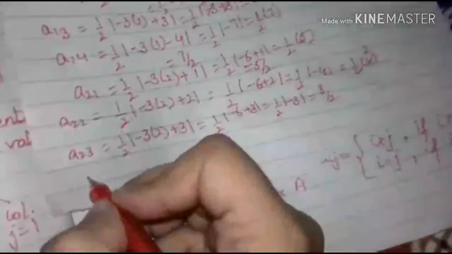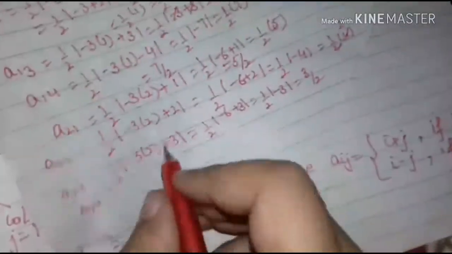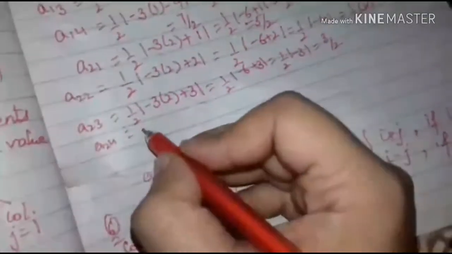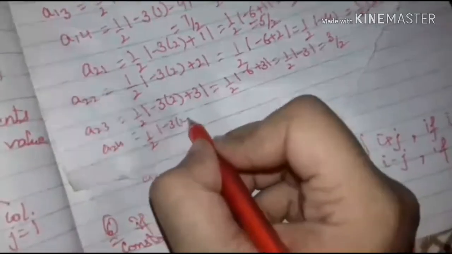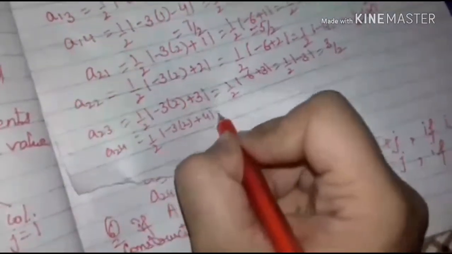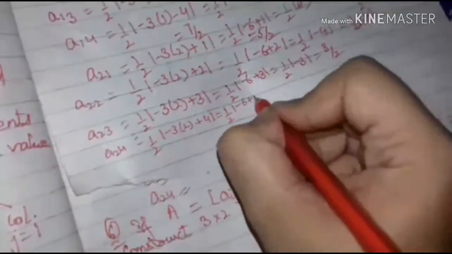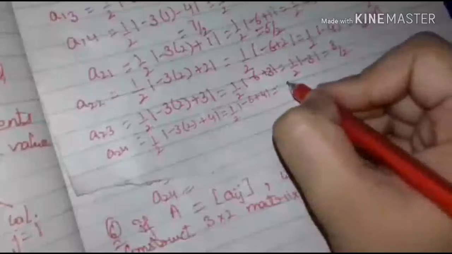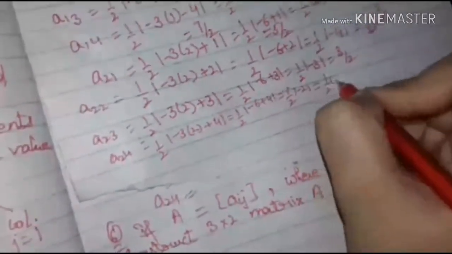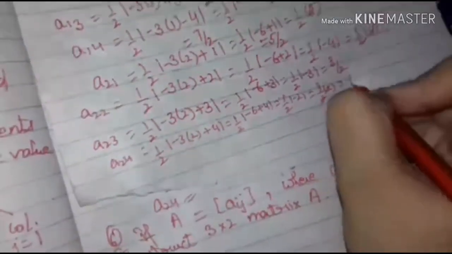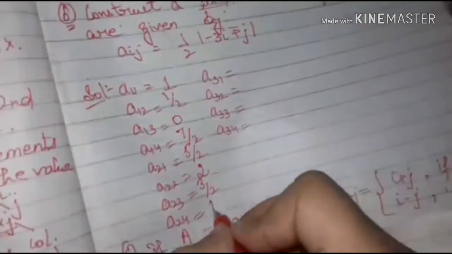Now I want to calculate A24, which will be equal to 1 by 2 mod minus 3 into 2 plus 4. 1 by 2 mod minus 6 plus 4. So it will be equal to 1 by 2 mod minus 2, which is equal to 1 by 2 into 2, and equal to 1. So the next element is equal to 1.